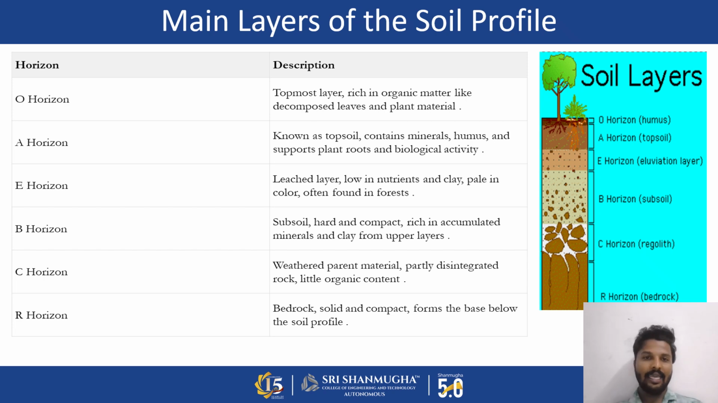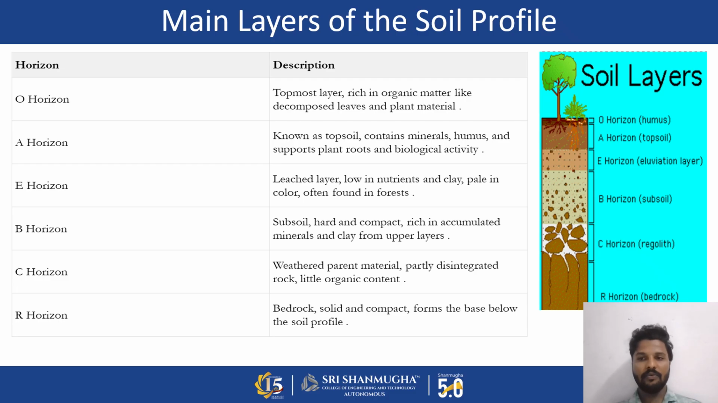Then third one is the E horizon. The E horizon is called the eluviation or leaching layer. It is located below the A horizon and above the B horizon. This horizon is commonly seen in forested and older places, like well developed soils. Then this E horizon is composed of sand and silt particles.